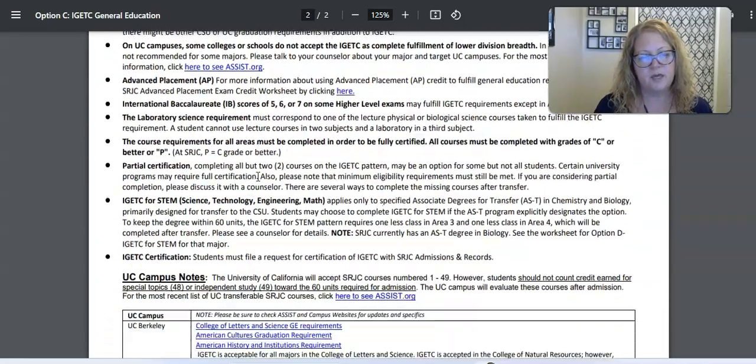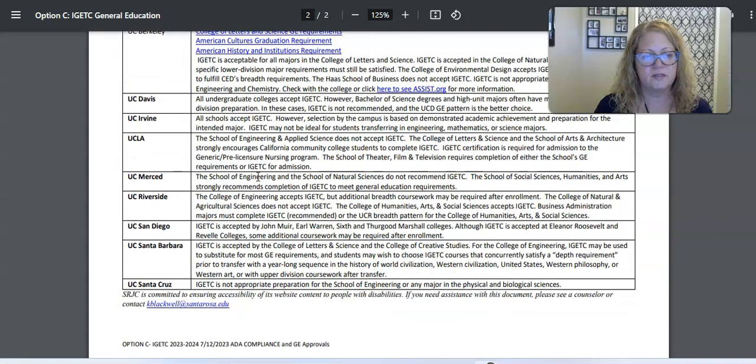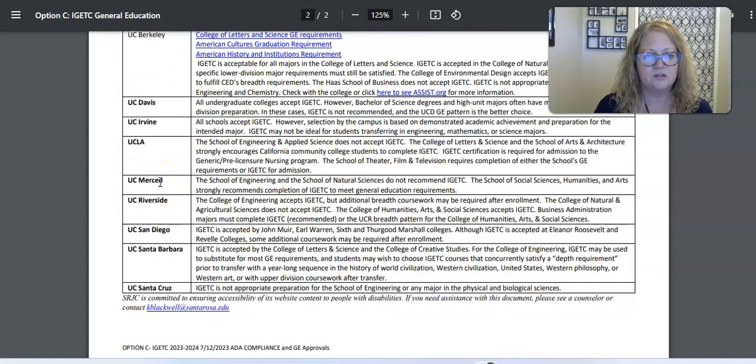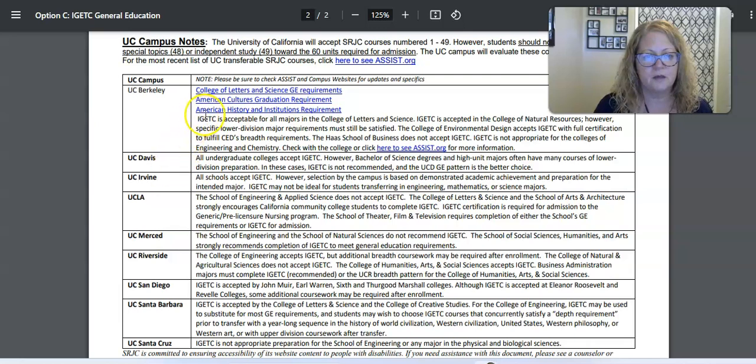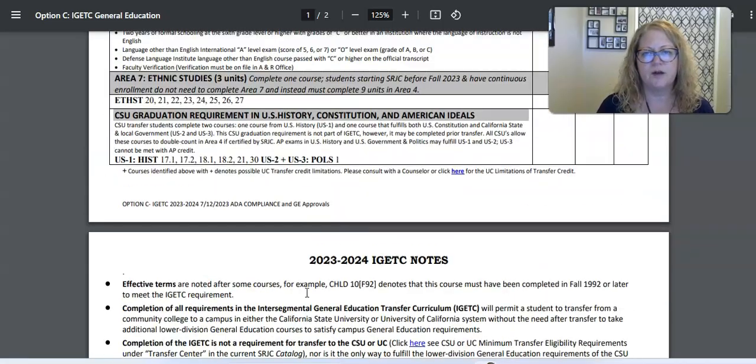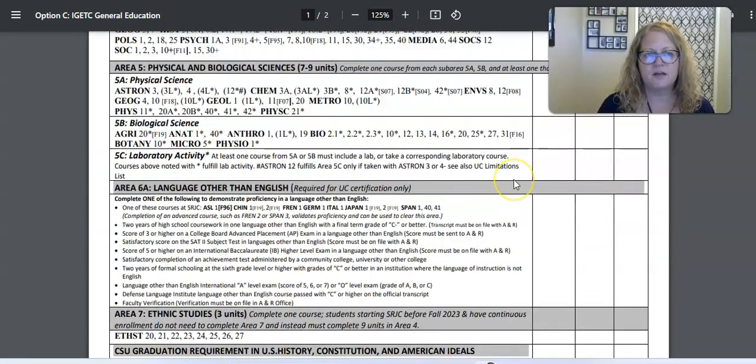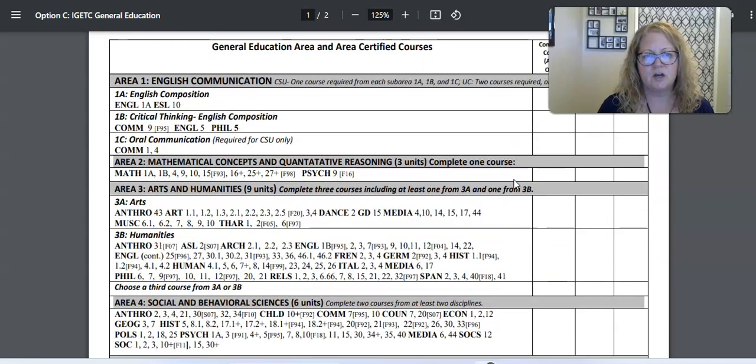And then the second page, I didn't show you this on the CSU, but the second page has some notes about different schools and different majors, like here it's talking about the College of Letters and Sciences at Berkeley. It talks about, I think, engineering doesn't require IGETC. It's not appropriate. They don't want it. Haas does not accept IGETC. That's the School of Business. So there's some important notes on here as well. Okay, so that just goes over the various GE sheet options for you.